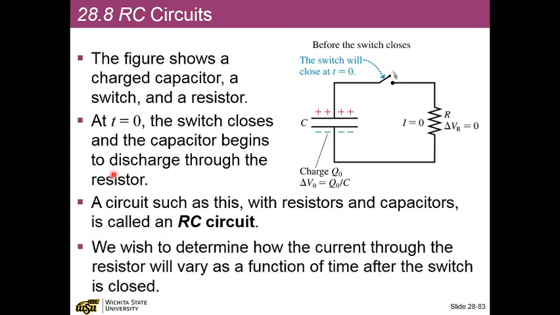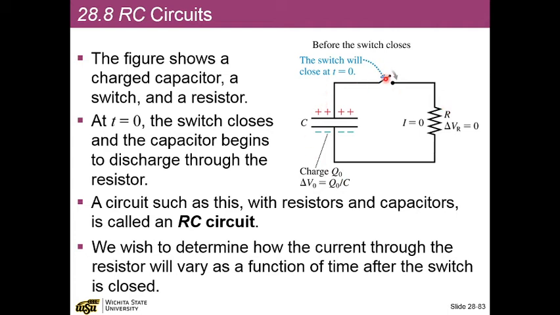Part 8, Chapter 28. In this section, you are going to learn how to analyze a circuit where a capacitor and a resistor are connected together. For example, here I have a capacitor which is fully charged, and I have a resistor right there, and they are connected in series with a switch.